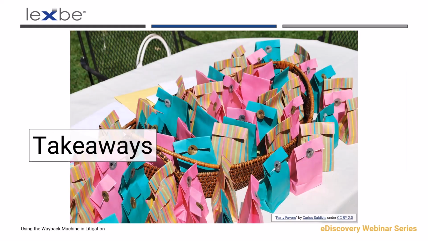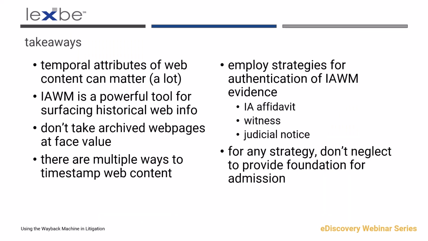By way of wrapping up, I'll summarize some high-level takeaways. If you find yourself needing to consult the Wayback Machine in your work, I recommend that you at least keep the following points in mind. The temporal attributes of web content, when it was available, when it was discoverable, when it was absent, may make all the difference for some cases. The Wayback Machine is a powerful tool, often the most powerful tool, for surfacing historical web information. Much of this content doesn't exist anywhere else, and assuredly, it won't otherwise be as openly or easily accessible.